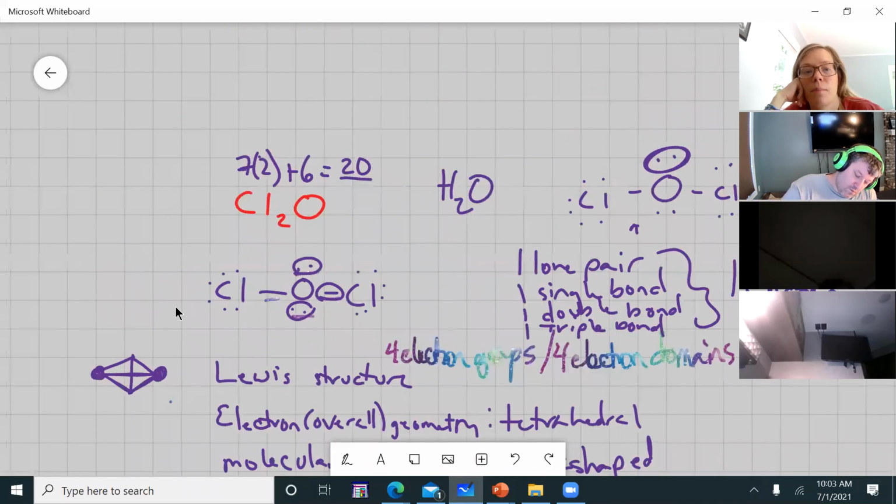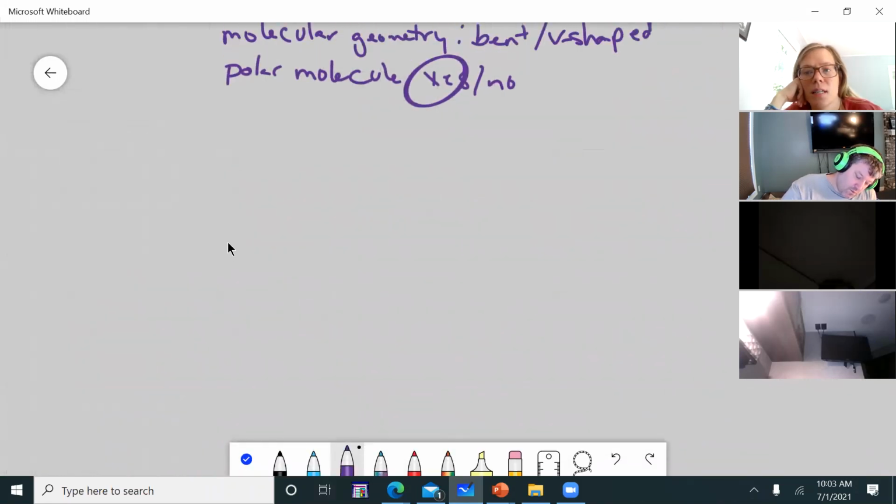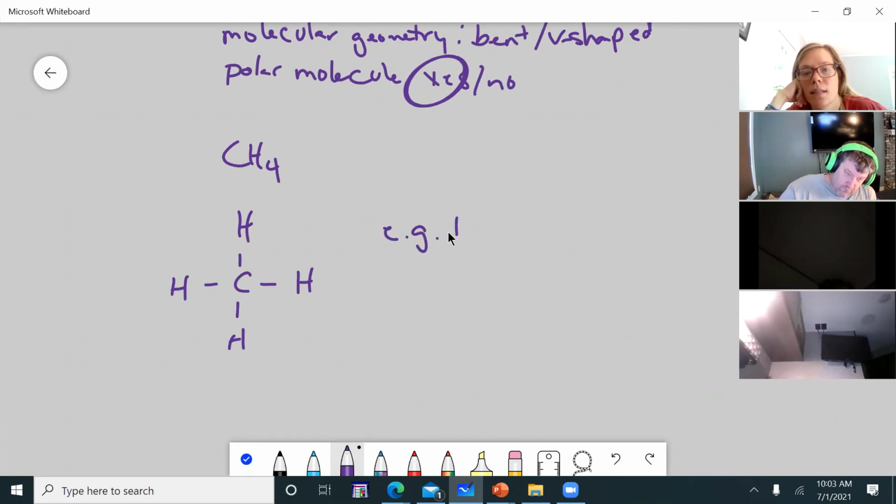Let's look at methane, which we did the other day. Methane has this structure, CH4, so carbon in the center, hydrogens on the side, stuck together. It looks something like this. What is its electron geometry? It's tetrahedral.